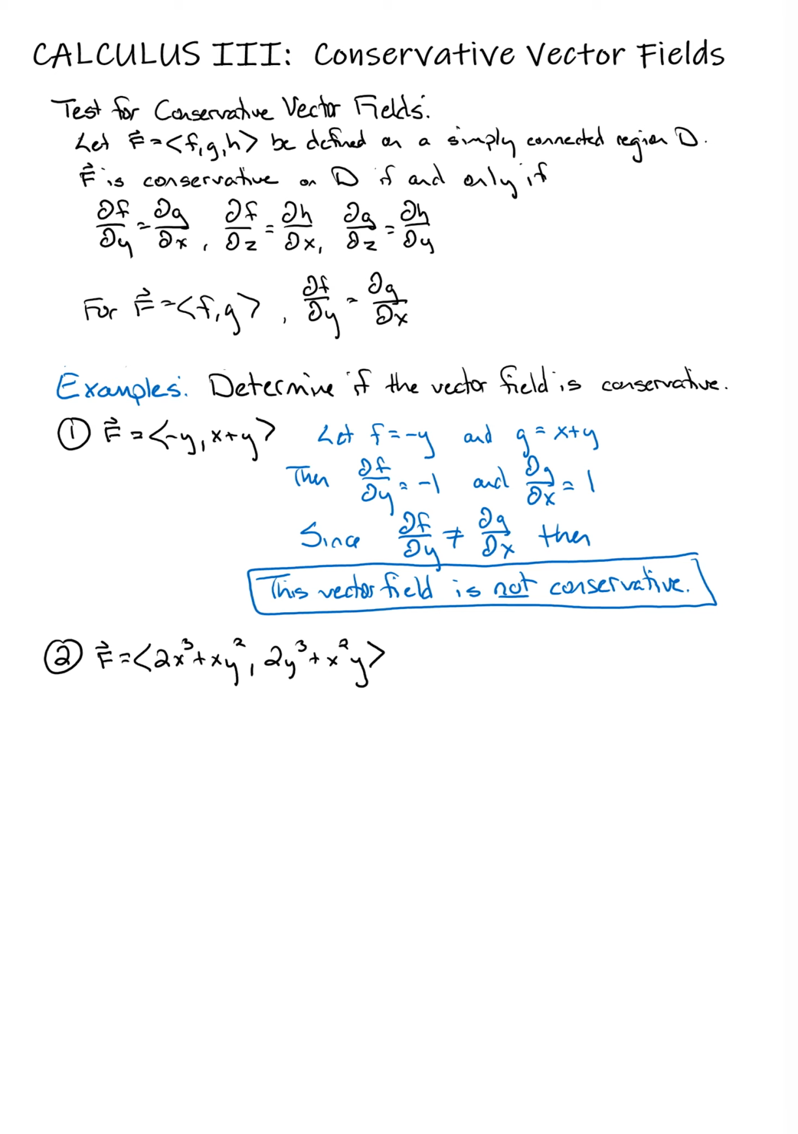Let's take a look at another example. Let F be the vector valued function described by the first component 2x cubed plus xy squared, and the second component 2y cubed plus x squared y. All right, so again, we only have the two components. We'll let the first component be called lowercase f, and the second component we'll call g.